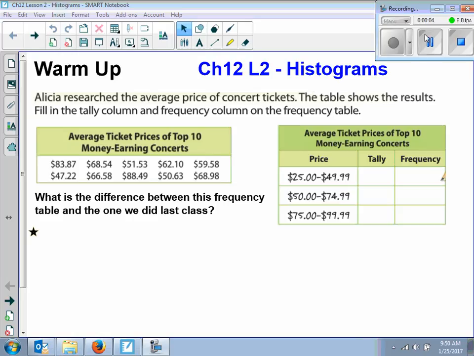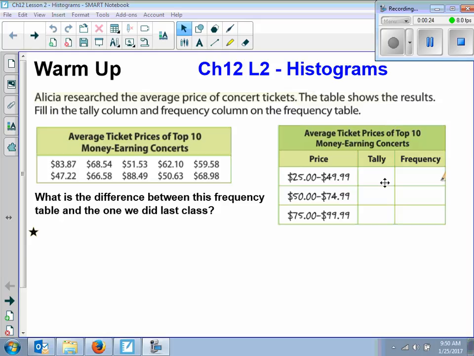All right, so today's lesson is histograms. This is Chapter 12, Lesson 2. For the warm-up, it says, Alicia researched the average price of concert tickets. The table shows the results. Fill in the tally column and frequency column on the frequency table.